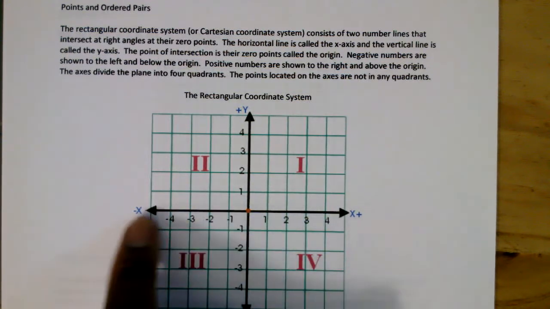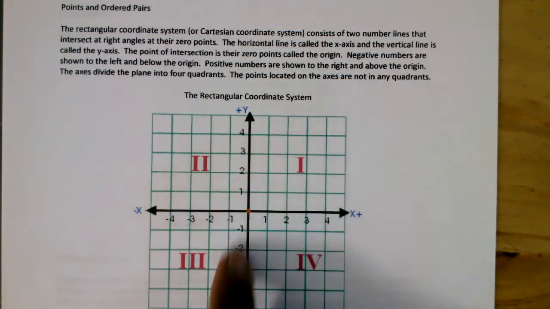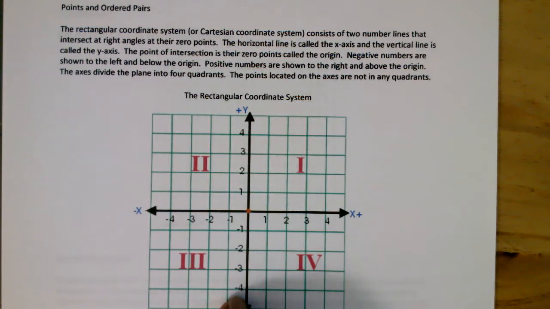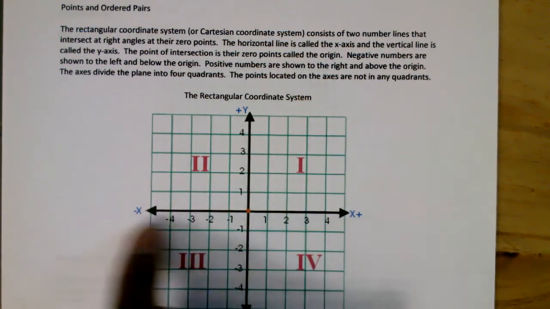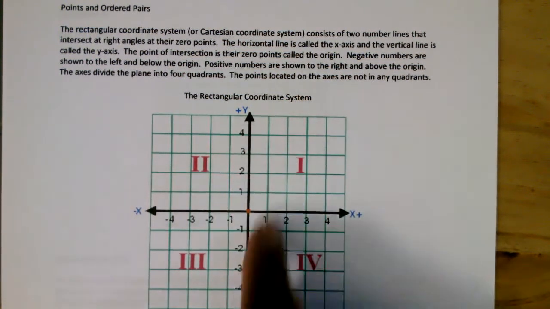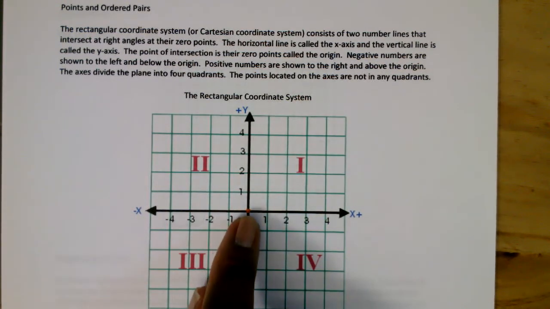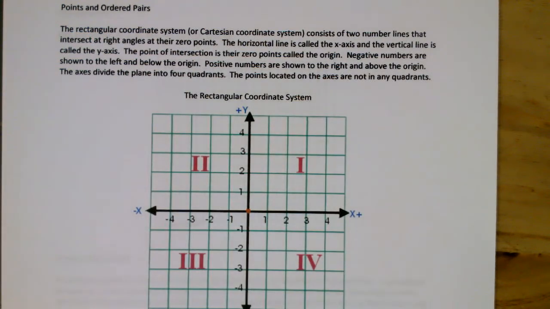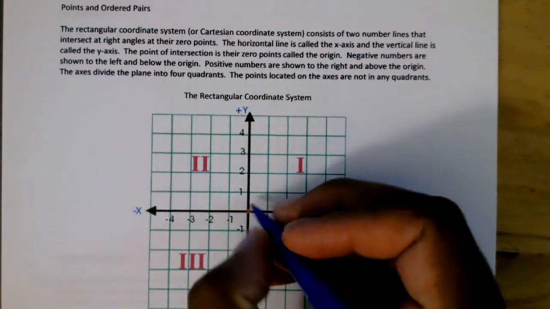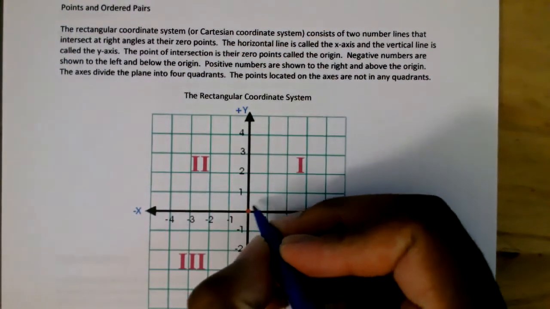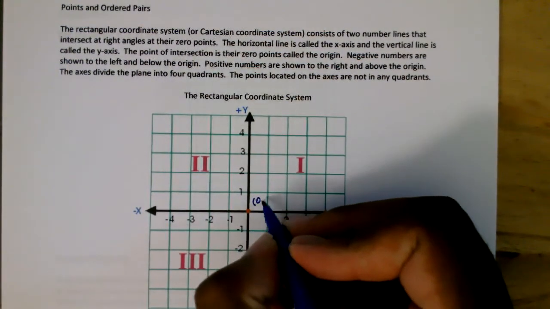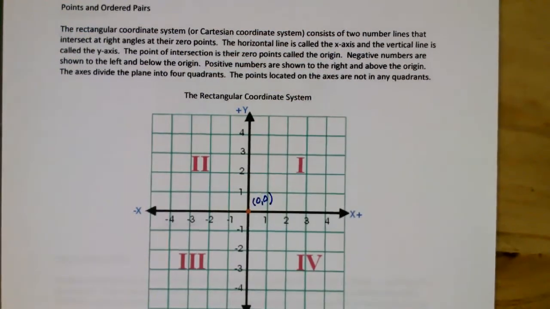We have two number lines. One goes horizontally this way, and the other one goes vertically like this. They intersect at a 0 point, which is this point right here. The point of intersection is their 0 points, which is called the origin. So in this case, this is the origin right here where that red dot is at the center. And the ordered pair for that is always going to be 0, 0.